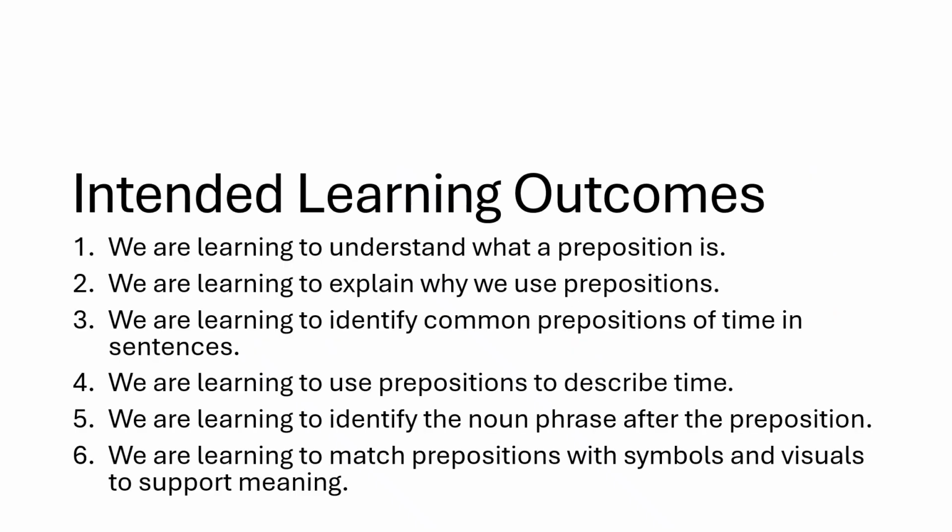There are 6 intended learning outcomes to achieve by the end of the lesson. 1. We are learning to understand what a preposition is. 2. We are learning to explain why we use prepositions. 3. We are learning to identify common prepositions of time in sentences. 4. We are learning to use prepositions to describe time. 5. We are learning to identify the noun phrase after the preposition. 6. We are learning to match prepositions with symbols and visuals to support meaning.